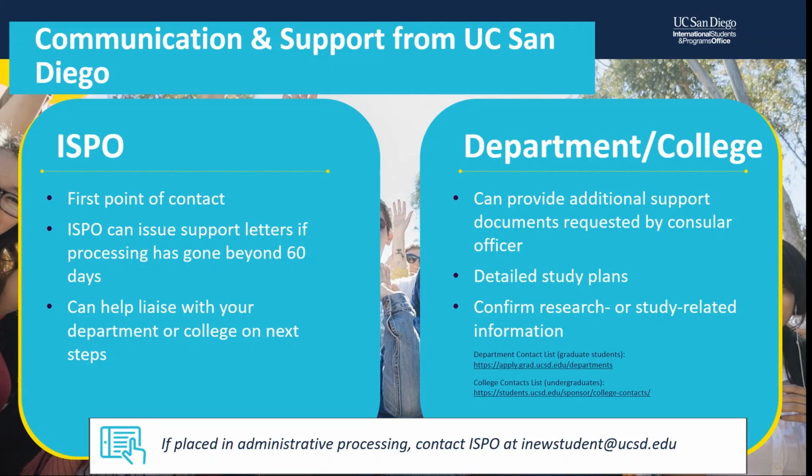If your application is placed under administrative processing, please contact ISPO directly at inewstudent@ucsd.edu, along with your department or college. You can also find college and department contact information via the links on your screen.